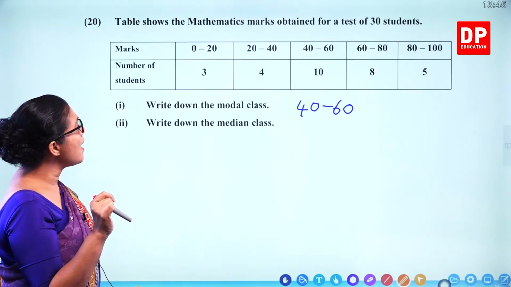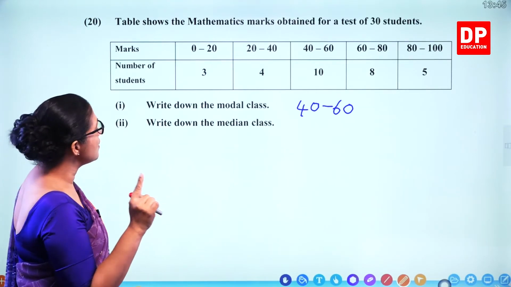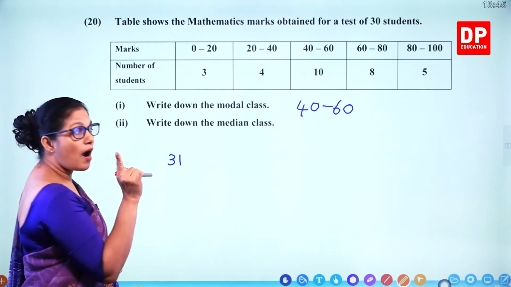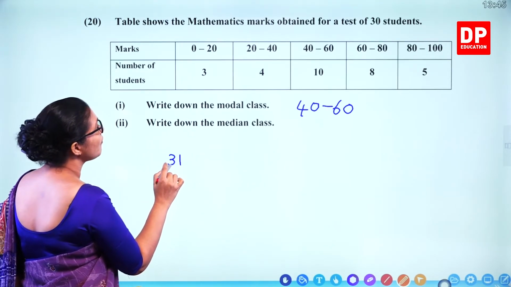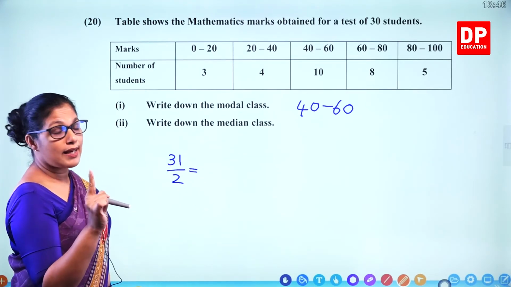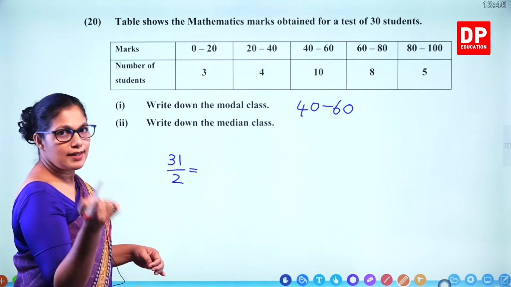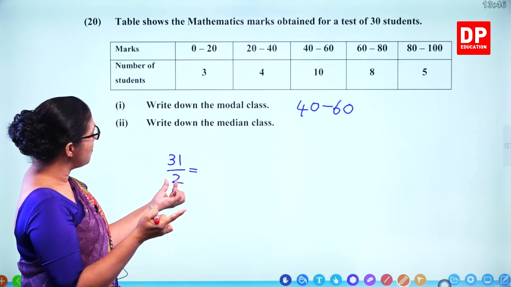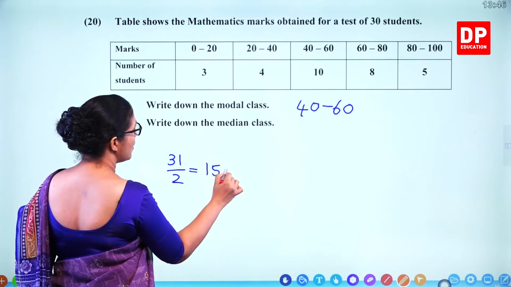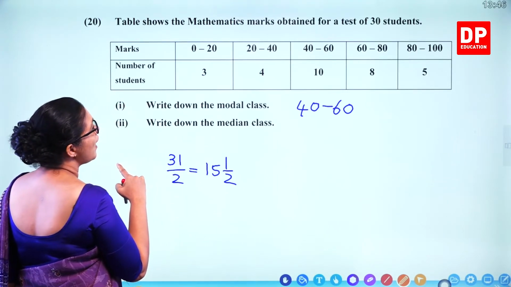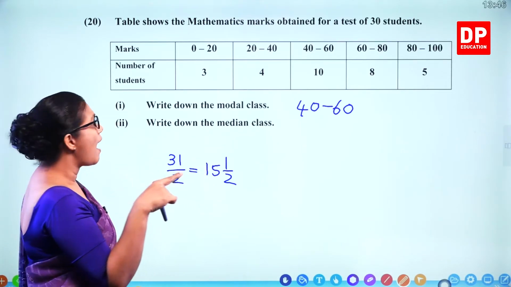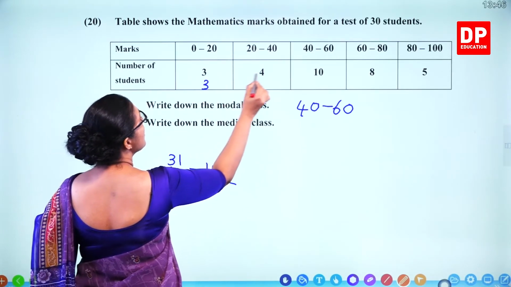Write down the median class. So what's the total? 30 students. So what you do? 31, add 1 and divide by 2. Or, so that means you have to take 30 divided by 2 and take the next one, or 31 divided by 2. Add 1, divide by 2. What you get? 15 and a half. So 15th value. So how you find out the 15th value and 16th value? And take the average.